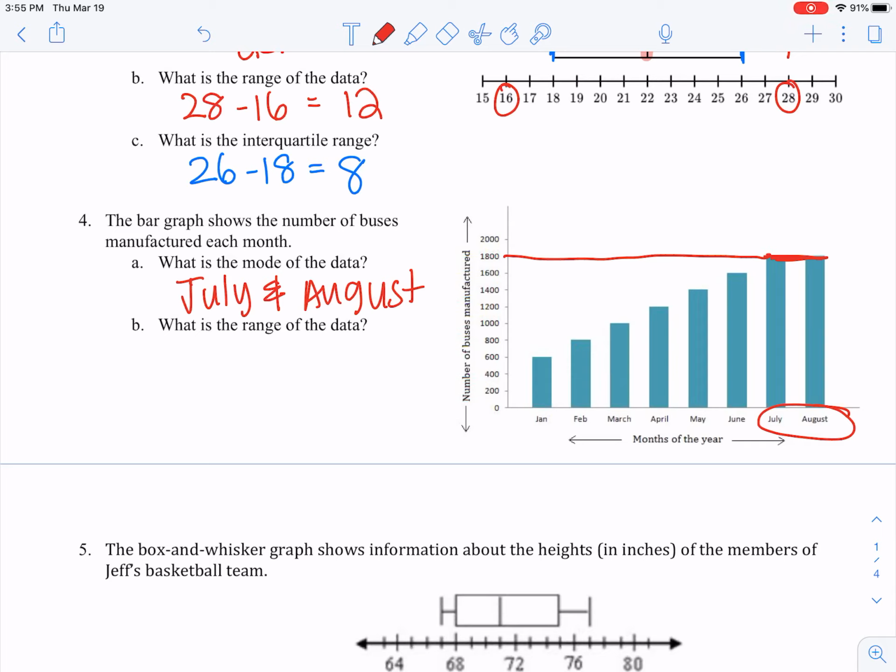B, what is the range of the data? So I'm going to find the range by looking at this bar graph. The largest number would be 18 right there. And then the smallest number around 600. So if you subtract the two numbers together, 1800 minus 600 should give you 1200 for the range.